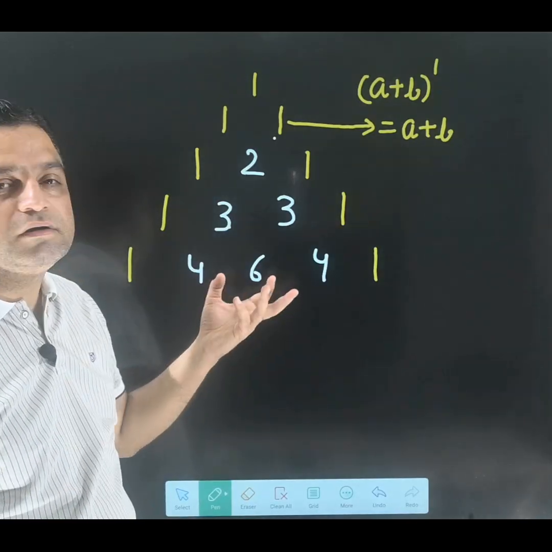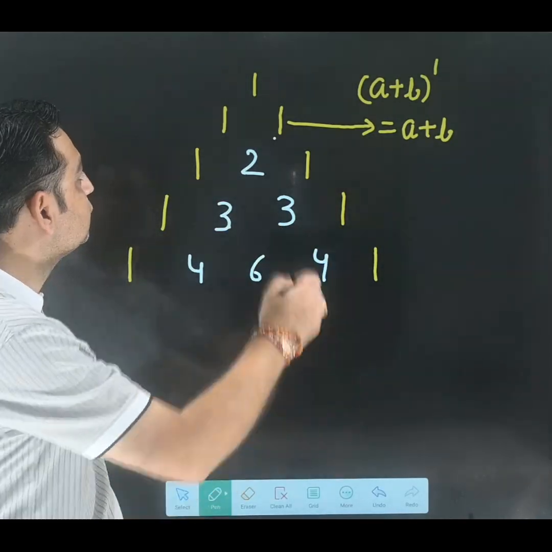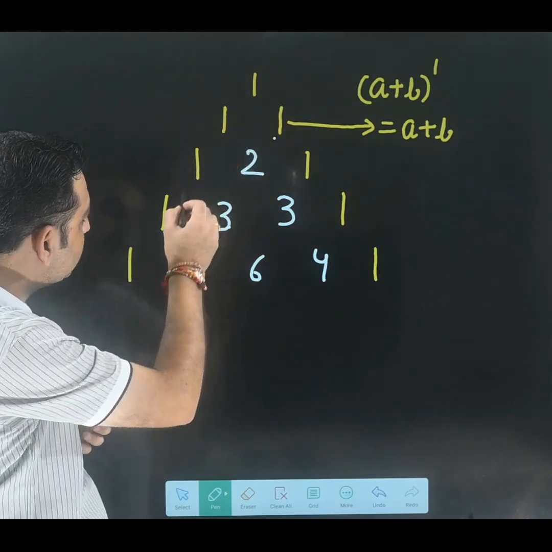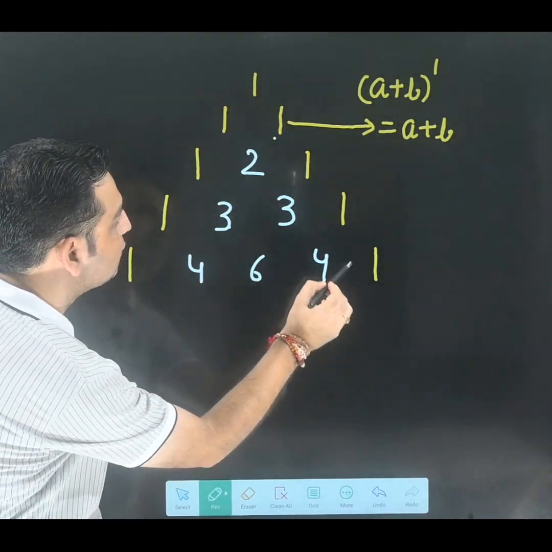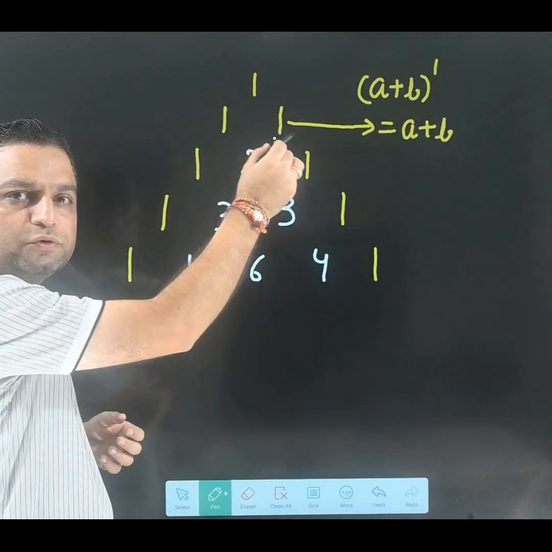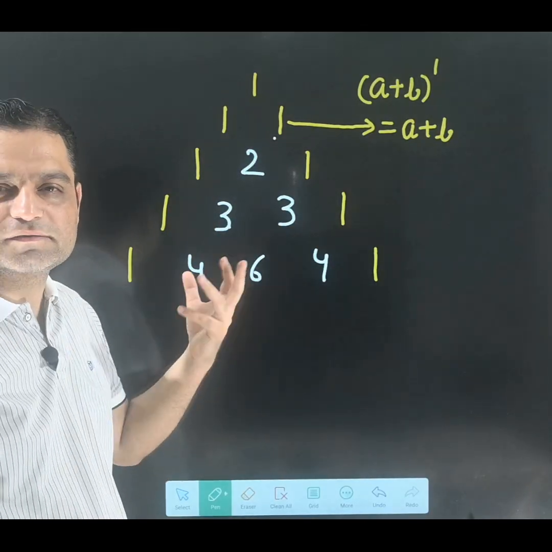One more point, why it is a triangle, because you can join these lines. If you join 1 to 1, the bottom line and this line, it will show you a kind of triangle only. That is why it is called Pascal's triangle.